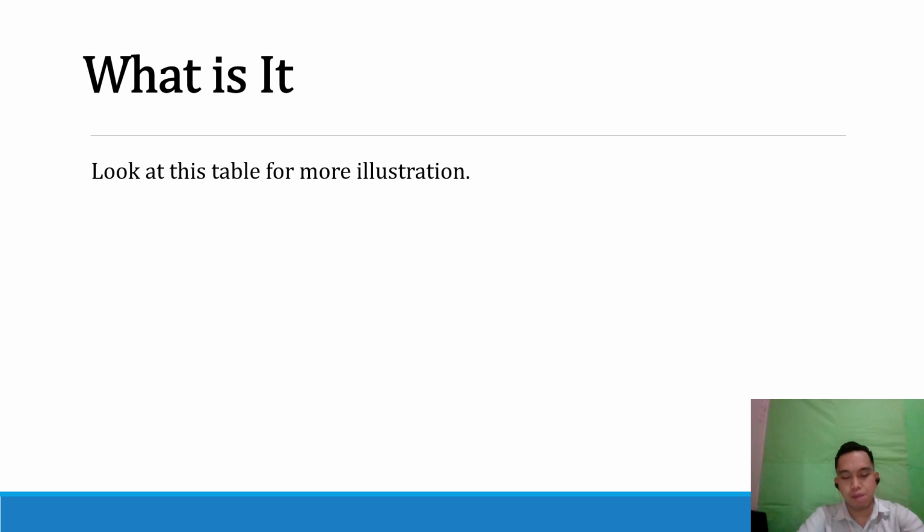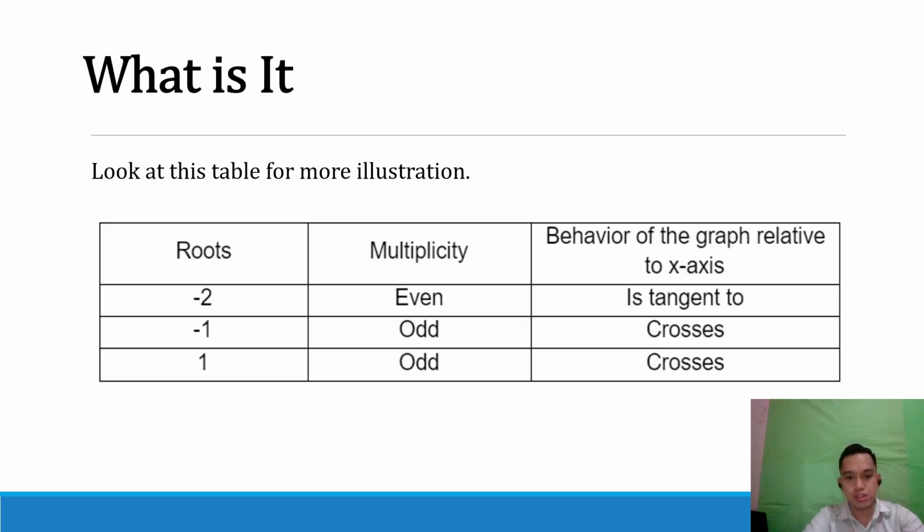So look at this table. Before we proceed pala with our activity, look at this table for more illustration. Ayan. Kapag negative 2 tayo, even yan, tangent. Then kapag negative 1, odd naman, it crosses. Or 1, odd din yan, so it crosses din. Okay? So even kasi yung kanina yung negative 2, kaya hindi siya lumagpas. Kaya magbabounce lang siya. Unlike sa negative 1 at saka 1.